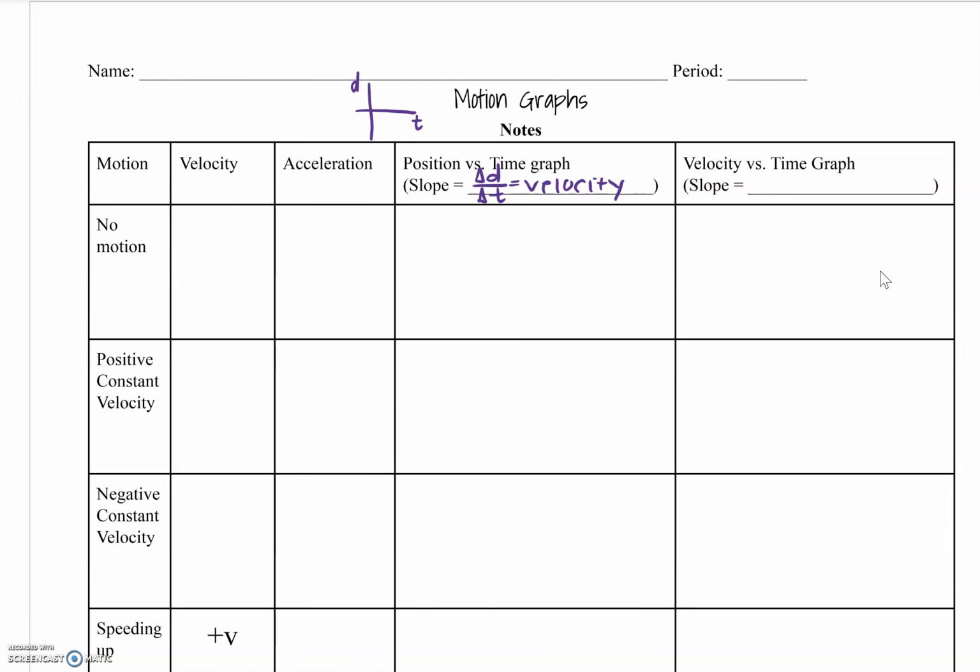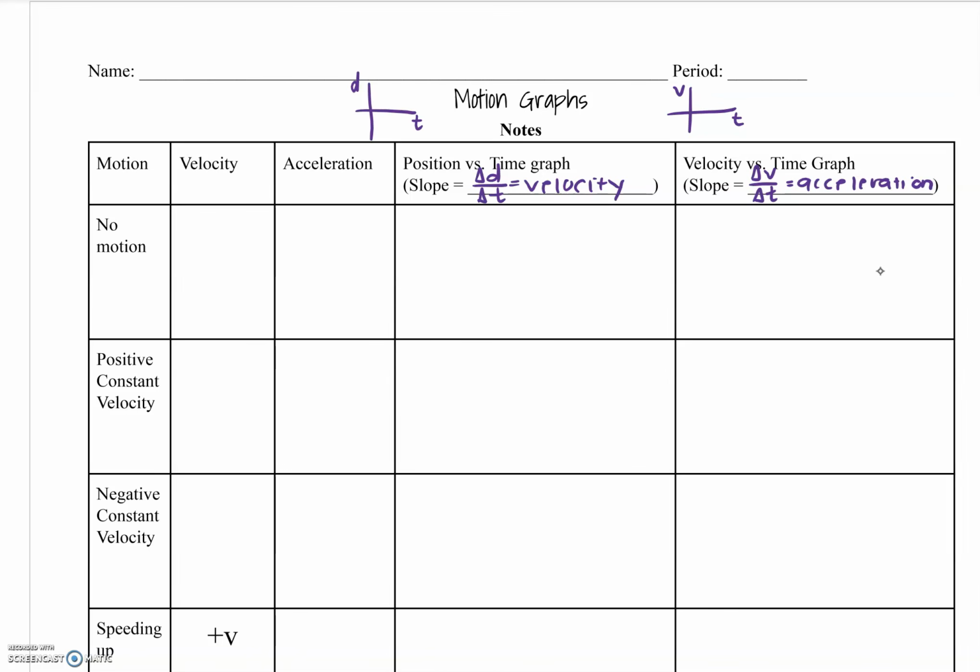Now, for the velocity versus time graph, the setup is going to be that, again, time is on the x-axis and velocity is on the y-axis. So in this case, our rise over run, or our change in y over change in x, is going to be delta v over delta t. Okay, a change in velocity over a change in time, which really is just acceleration. So if we calculate the different slopes from these graphs, we should be able to make conclusions about their velocity for the position versus time graph and acceleration for the velocity versus time graph.